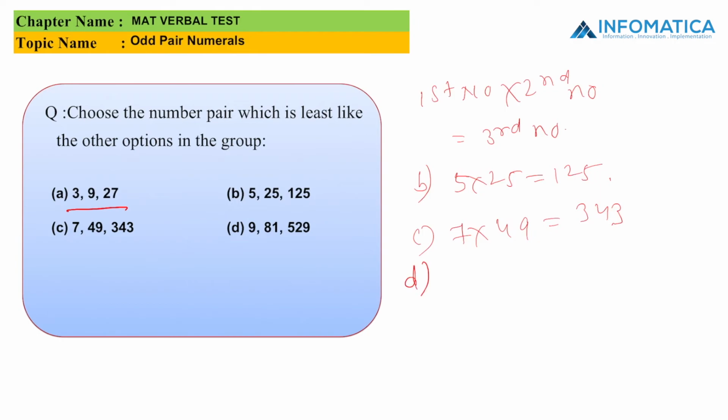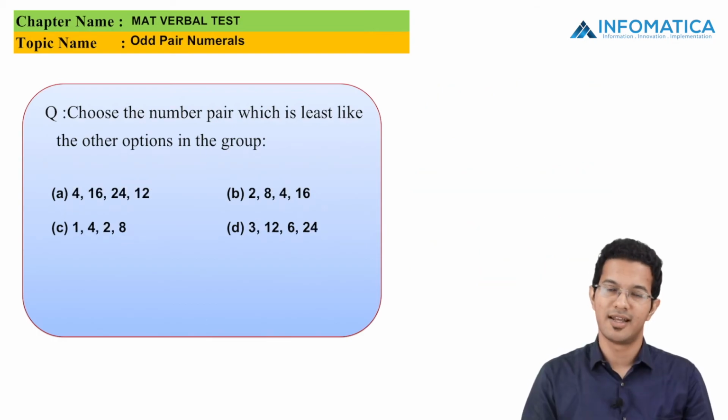But if you look at option D, which is 9 into 81, this does not give me 529. Hence, I can say that since it is not following the pattern of first number into second number being equal to third number, we can say that option D is the right answer. Let us look at the next MCQ.